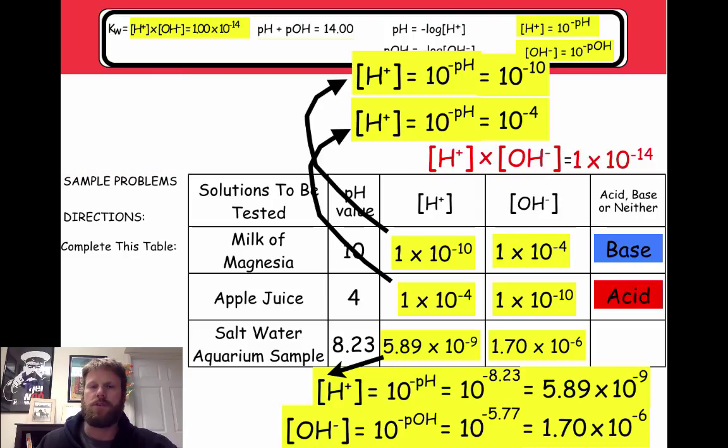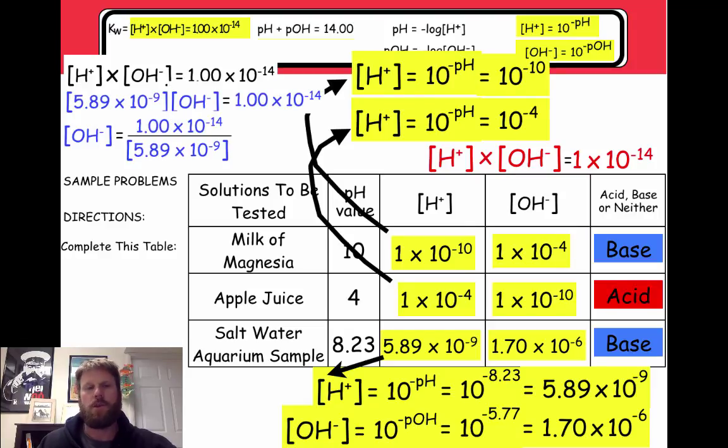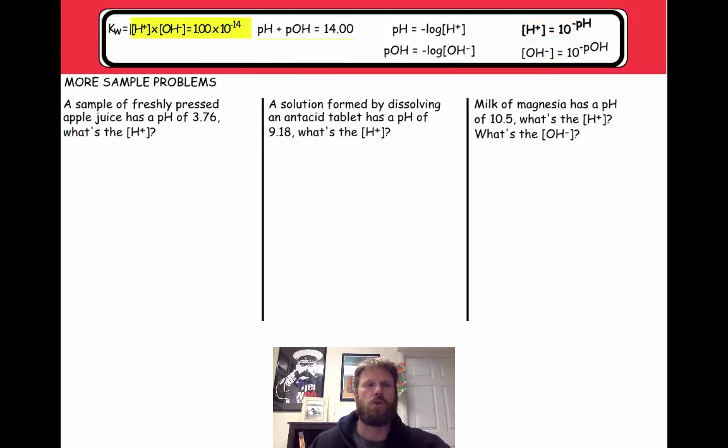Now, we could also make use of the fact that H plus times OH minus is 1 times 10 to the negative 14th. And we could simply take 1 times 10 to the negative 14th divided by 5.89 times 10 to the negative 9th. We would get the exact same answer. And since a pH value of 8.23 corresponds to a base, we know that the salt water in the aquarium was basic. A few more problems like this won't hurt.